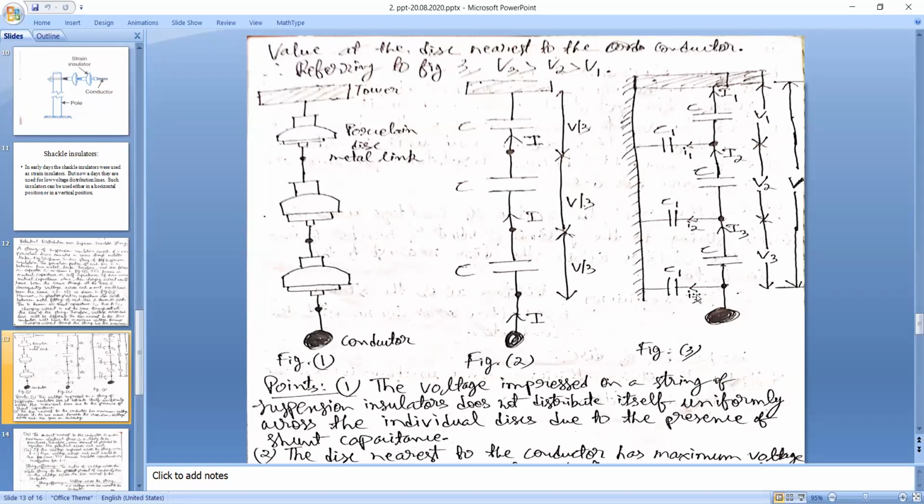But the problem is these shunt capacitances you are seeing now. If you go to figure 3, now you have shunt capacitances C1 connected between the first, or topmost, metal link and the grounded tower. Then another C1 is connected between the second metal link and the grounded tower, and another shunt capacitance C1 is connected between the bottommost metal link and the grounded tower.